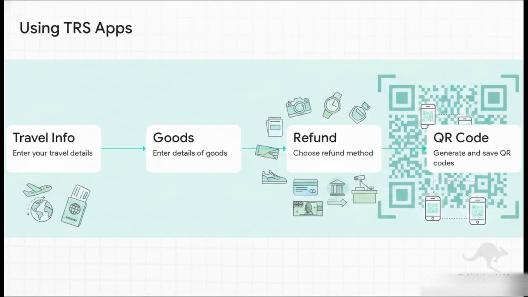It's really straightforward. First, you're going to enter your travel details. Second, you punch in the details of the specific goods you're claiming. Third, you pick exactly how you want to receive your refund. And fourth, you generate and save your QR codes. But let me be super clear about this one thing. Simply generating a QR code does not actually lodge your claim. It just packages up your details into a code that gets scanned at the TRS facility so you aren't standing there filling out forms forever.